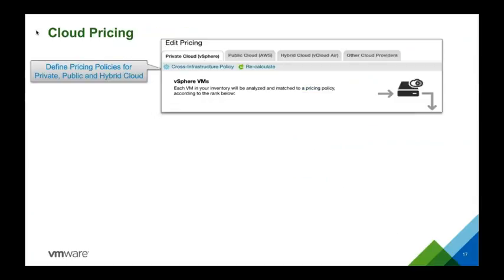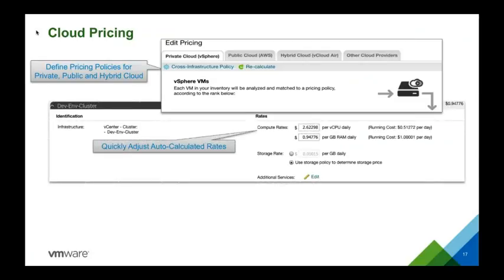If we look at pricing, which is important if we do want to have that chargeback capability, then the idea of having pricing that's different than the cost becomes important, because what we want to be able to do there is to define pricing policies across the different cloud infrastructure that we're using, whether that's private cloud or public cloud, and be able to also quickly adjust rates.